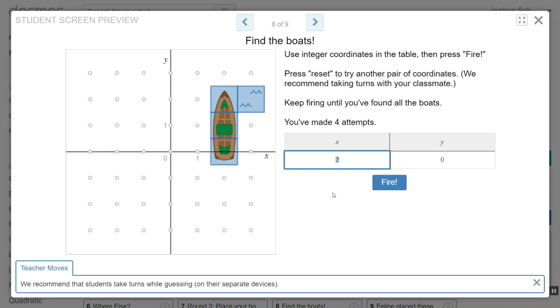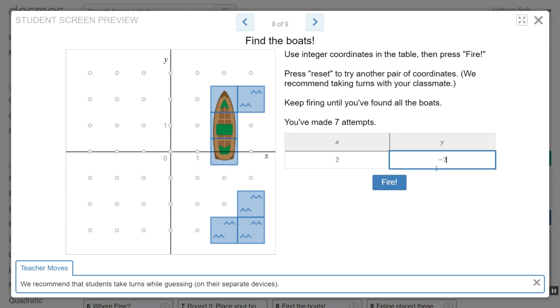So let's go over 3 and down 2. No luck. Let's try down 3. No luck. Trying to really cover that corner. Nope. Oop, we found it. So that means that's the right side of that boat, so we have to move left.